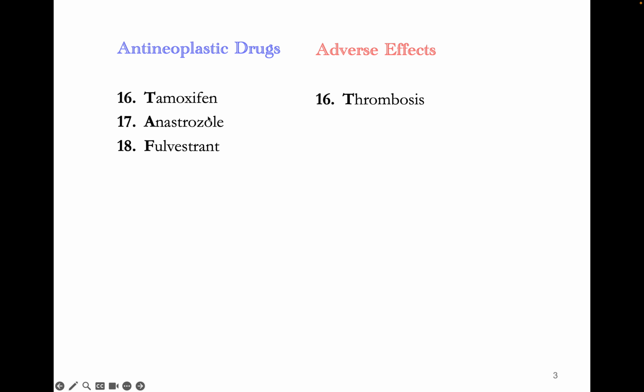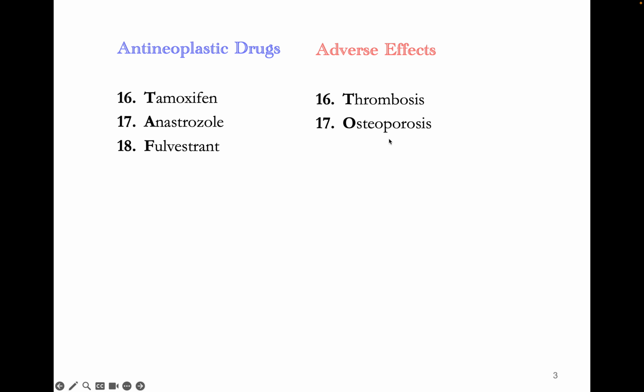Then the next drug, Anastrozole, is an estrogen synthesis inhibitor. If you don't have estrogen, you lose osteoclast inhibition. Therefore, patients get osteoporosis. Okay, we can prescribe bisphosphonates to prevent osteoporosis, right? But there is a problem. With bisphosphonates, cancer cells can hide in the bone, therefore high risk of cancer recurrence. Patients could also be at risk of osteonecrosis.